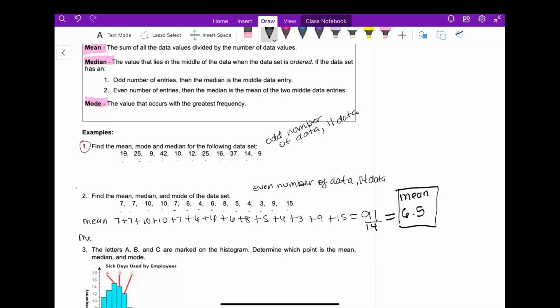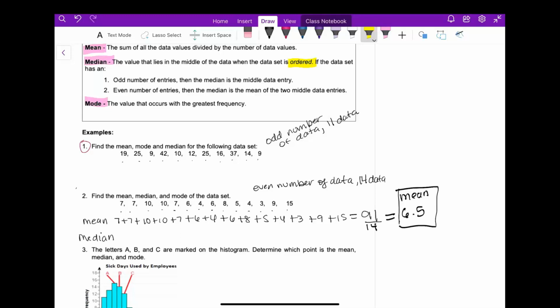Median. The median tells us that it's the value that lies in the middle of the data when the data set is ordered. I always compare this to your siblings, for example. If there's 3 brothers or sisters, which brother or sister is in the middle? And in order for us to determine which one's in the middle, we have to put them in order. So let's go ahead and place our values in order.